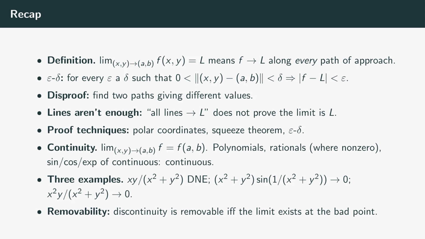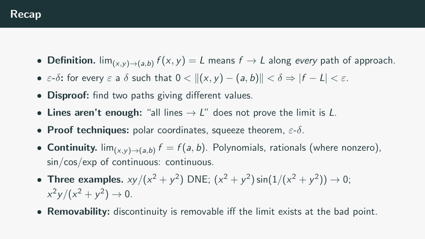Recap. The multivariable limit, the limit as the point (x, y) approaches (a, b) of f(x, y) equals L, means f approaches L along every path of approach, not just two, but every continuous curve ending at (a, b). The epsilon delta definition packages this into a single condition on a disk around (a, b). To disprove a limit, find two paths giving different values.